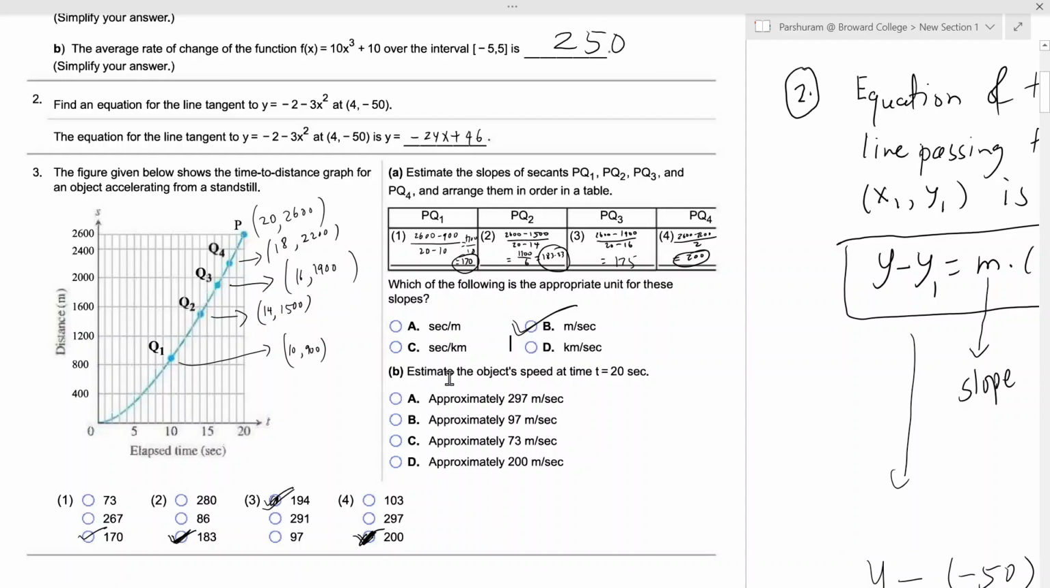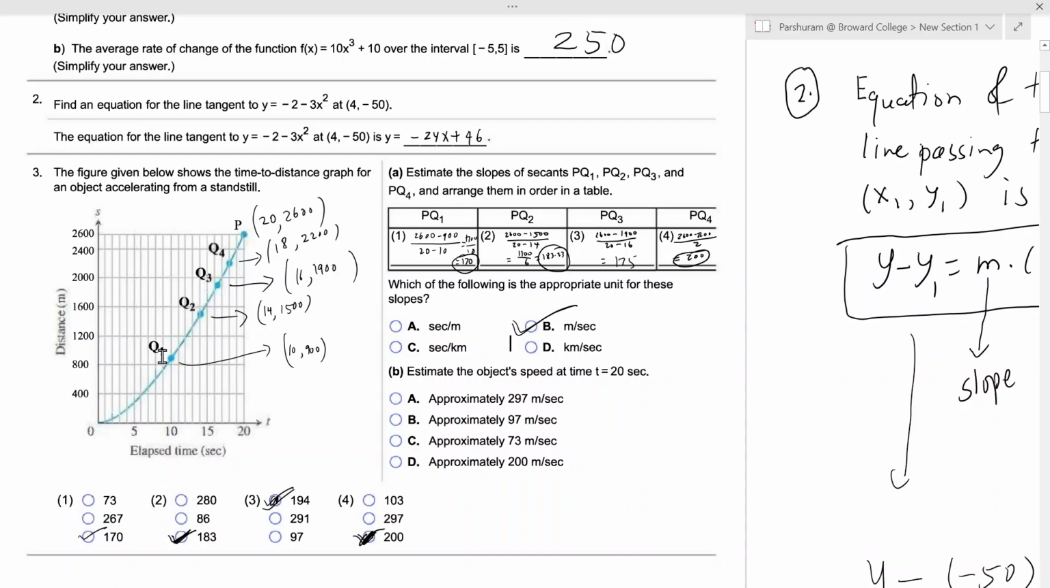And now we have to estimate the object speed at time t equal 20 seconds. So don't forget that speed means the rate of change. So when the object is at 20 seconds, what is the rate of change? What is the slope of the tangent line? That is what they are asking you.